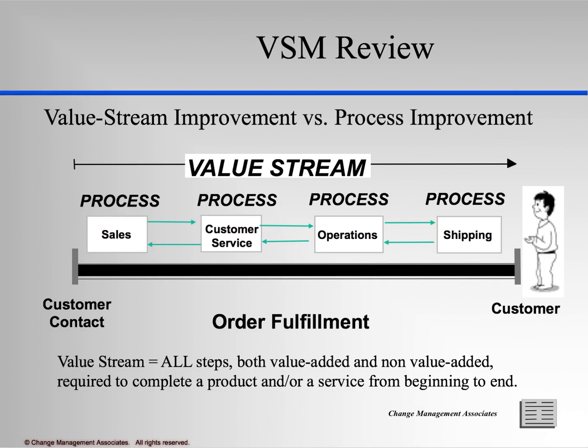The goal is to improve the overall performance of the value stream, not necessarily every process within. As we said before, a value stream is a series of interrelated processes that cut across multiple functions or departments. Often the opportunity for value stream improvement is in the linkages or lack of linkages between functions.